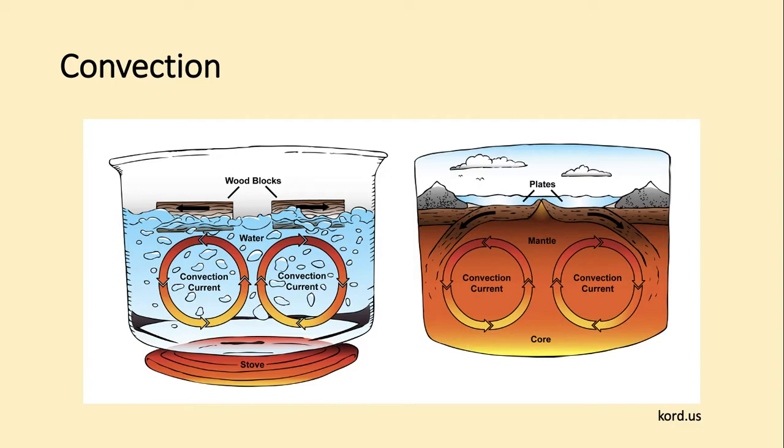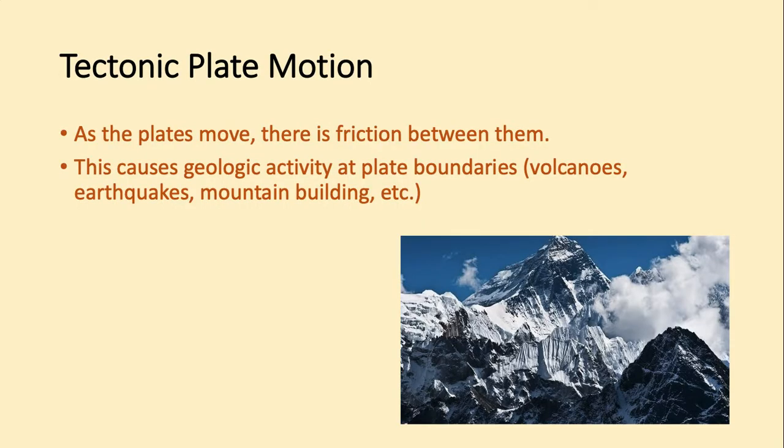It's called a convection current, and we also have them in the atmosphere and in the ocean, with warmer fluids rising and cooler fluids sinking. Now, the rocks in the mantle aren't exactly a fluid, they're kind of plasticky, but they have movement to them. As the plates move, there is friction between them. This causes geologic activity at plate boundaries, such as volcanoes, earthquakes, mountain building, etc.